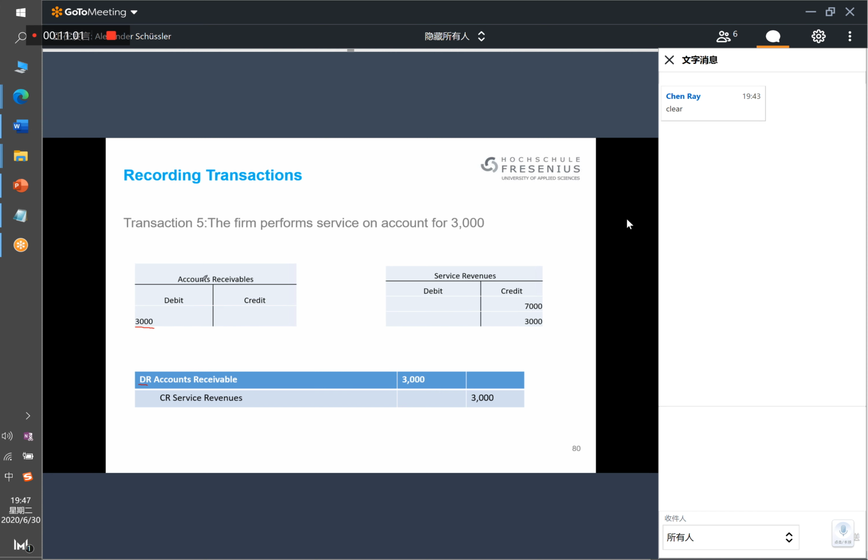What is accounts receivable? Is it an asset account or a liability account? Can you tell me? Assets. Very good. So this is an asset account. When you debit it, it goes up. Service revenue is equity. When you credit it, it goes up.